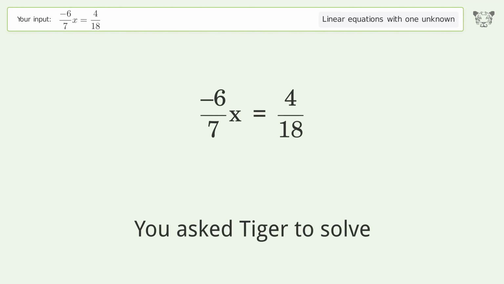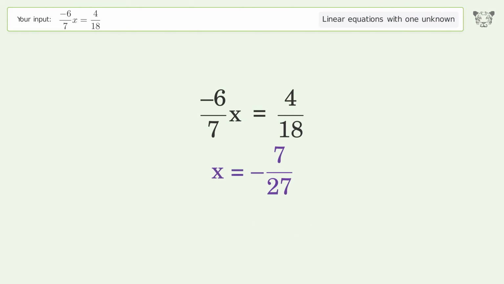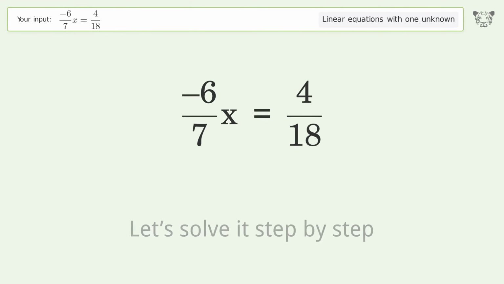You ask Tiger to solve. This deals with linear equations with one unknown. The final result is x equals -7/27. Let's solve it step by step.